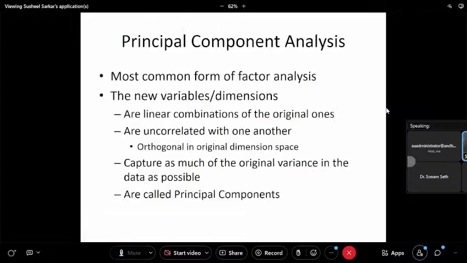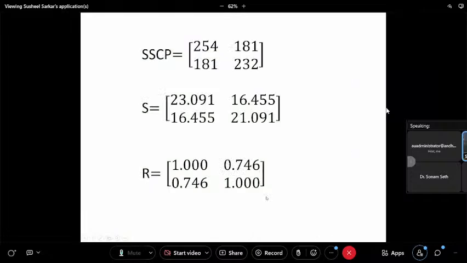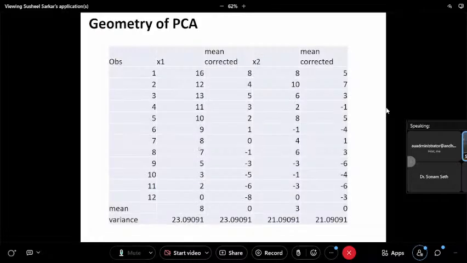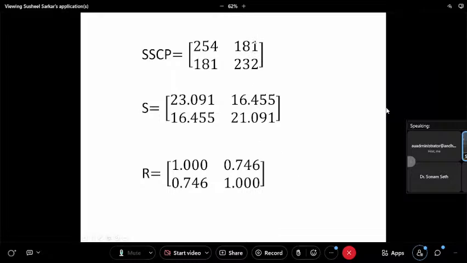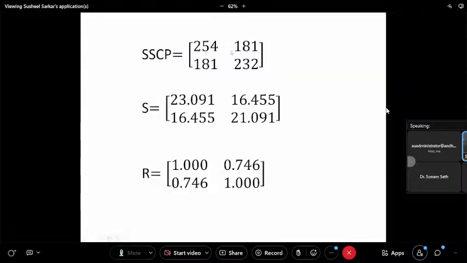Now you see, we call it SSCP, sum of squares and cross product. If I square these values and sum it up, it will become 254. If I square these values and sum it up, it will become 232. If I correspondingly multiply 8 with 5, 4 with 7, 5 with 3, I will get 181. This is called cross product and this is called sum of square. How many observations do I have? 12. If I divide all these values by 11, I will get 23.09, 16.45, 16.45. These two are same.